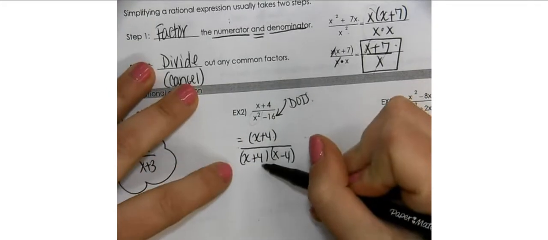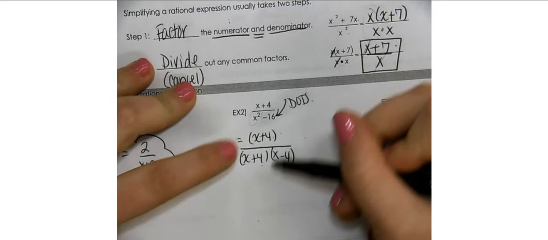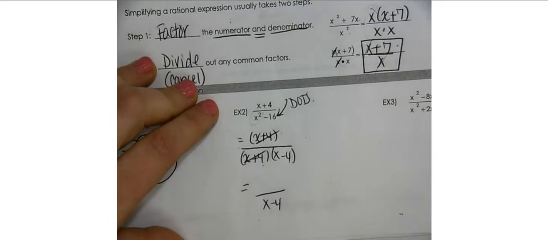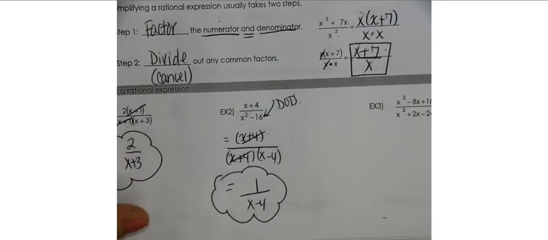In this case, the x plus 4s are located in both the numerator and the denominator, so we can cancel them out. And I'm left with an x minus 4 in the denominator. Please do not fall into the trap of simply saying that your answer is x minus 4. We still have to have a 1 in the numerator as our placeholder. So that is our answer, 1 over x minus 4.